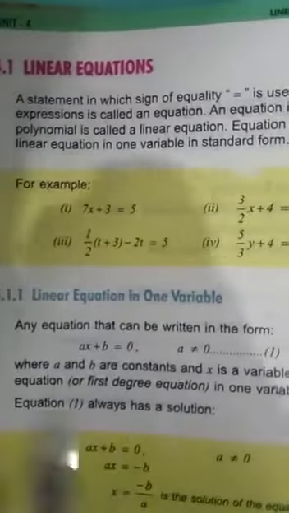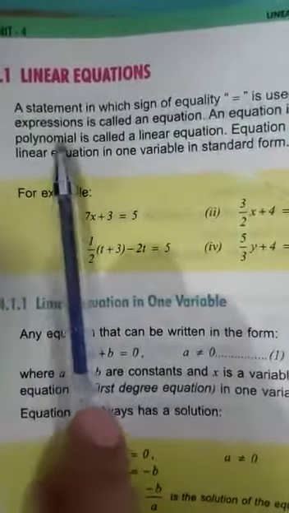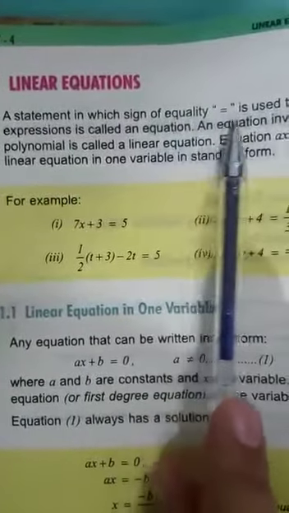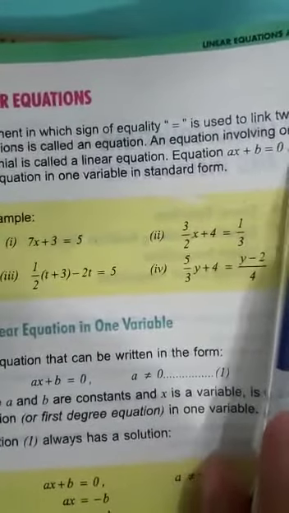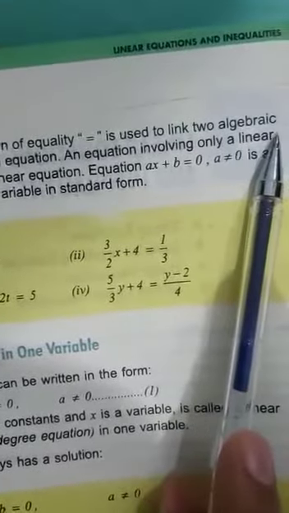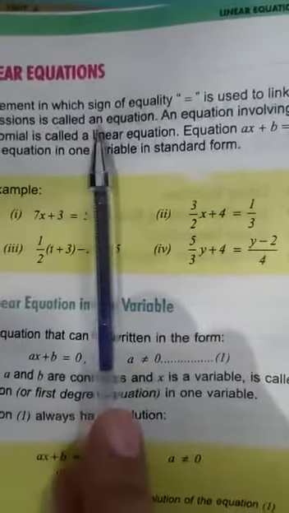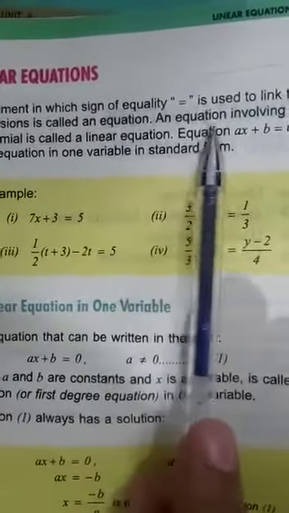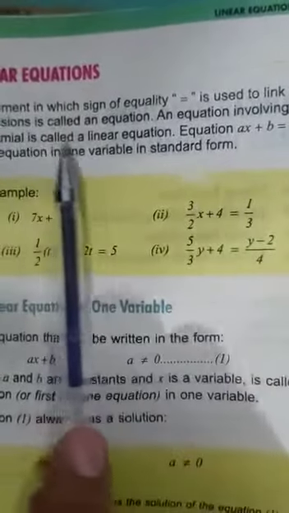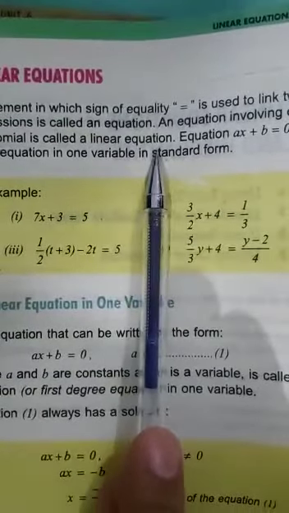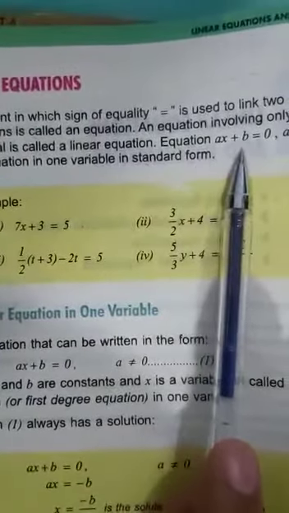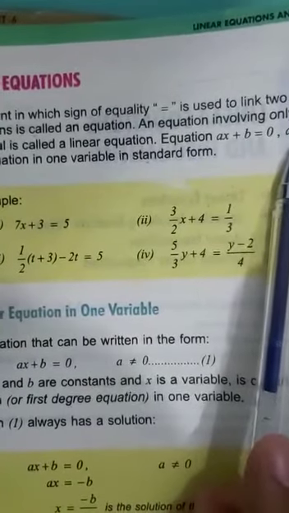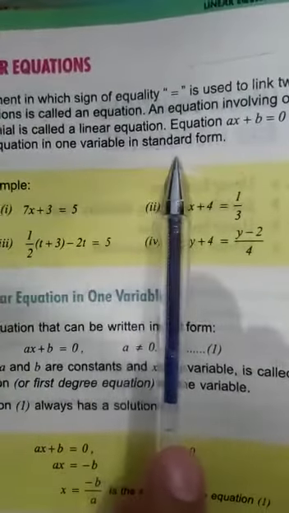First we will underline a few definitions which are very important from the objective point of view. Linear equation, underline this definition. A statement in which the sign of equality is used to link two algebraic expressions is called an equation. An equation involving only a linear polynomial is called a linear equation. The equation ax plus b is equal to 0, where a is not equal to 0, is a linear equation in one variable in the standard form.